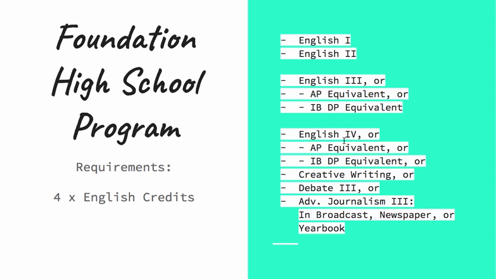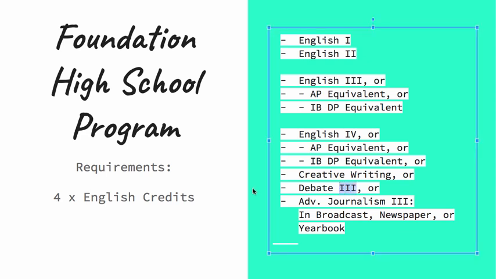And then you need English 4 or an AP or DP equivalent, or depending on the situation, sometimes you can substitute something like creative writing. We used to have debate. I don't know if we'll get it back. So if you're in debate for 3 years, that 3rd level can count.